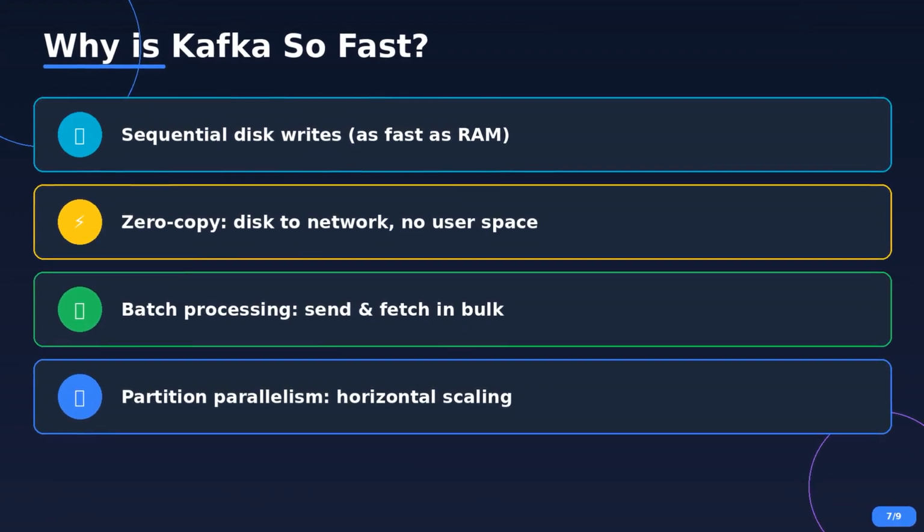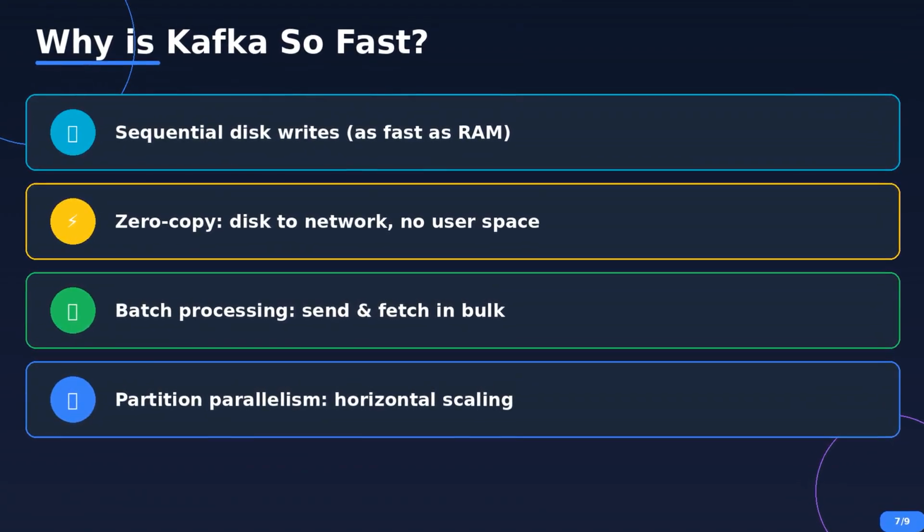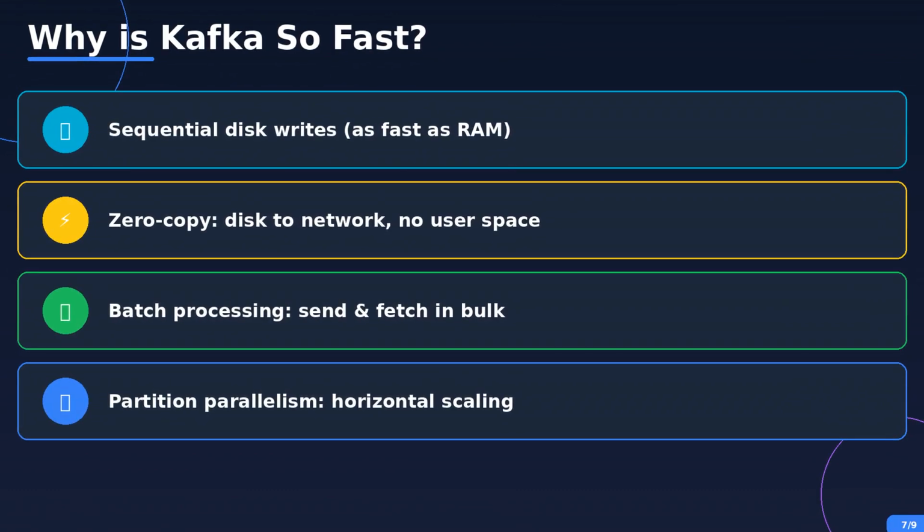Why can Kafka handle millions of messages per second? 4 reasons. 1. Sequential disk writes. Kafka appends messages to log files. Sequential I/O is nearly as fast as memory.